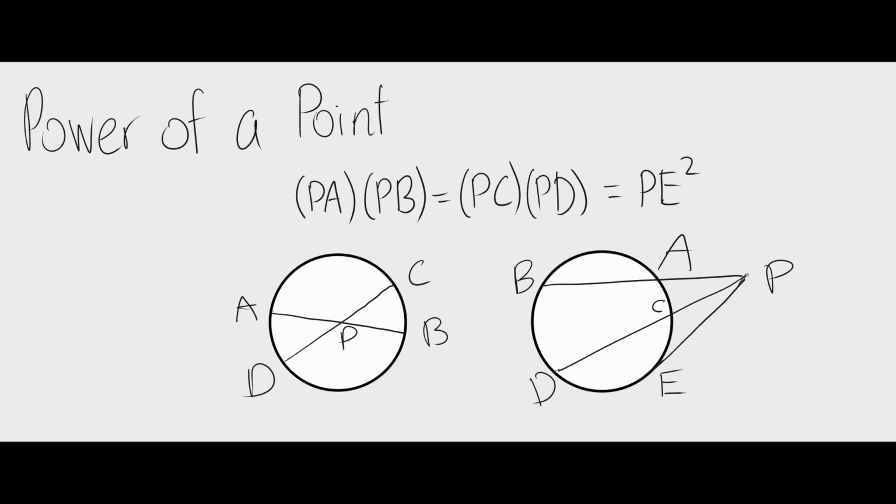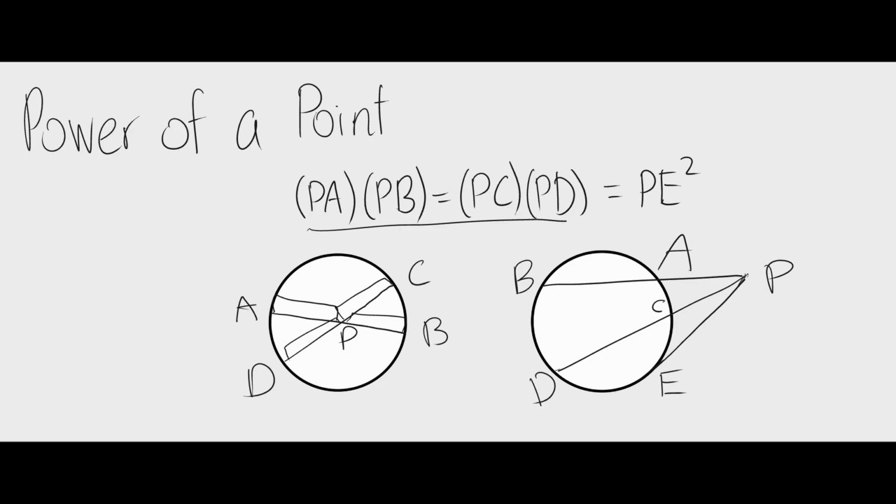Looking at the left example first, we can see that there are four segments touching the intersection point. We have PA, PB, PC, and PD. What power of a point tells us is that the product of PA and PB is equal to the product of PC and PD, as shown above in this equation. And this works for any two lines that intersect at a point inside a circle.